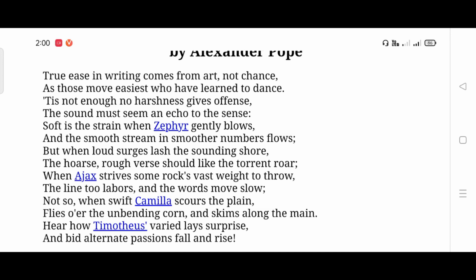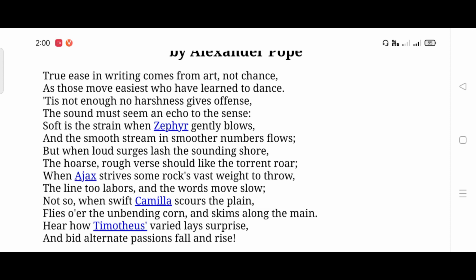The same way Pope wants a poet to write his words, that without even the readers knowing, it is there in their mind subconsciously going on, reminding the reader about the poet who has written the poetry. This is the way you leave your mark in history, not with your face, but with your words. A very deep meaning poem by Alexander Pope. Hear how Timotheus' varied lays surprise, and bid alternate passions fall and rise.